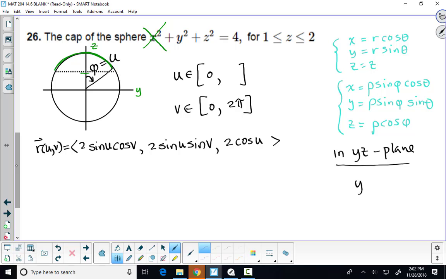So we're going to have y squared plus 1 equals 4. So y squared equals 3. Positive square root of 3 will be that height right there. So this point right there, we just calculated that y is square root of 3 and z is 1.